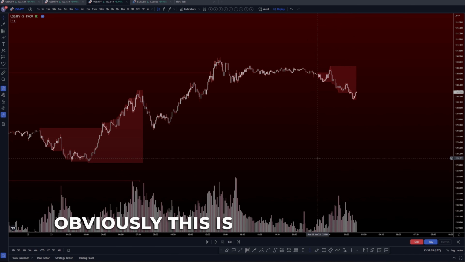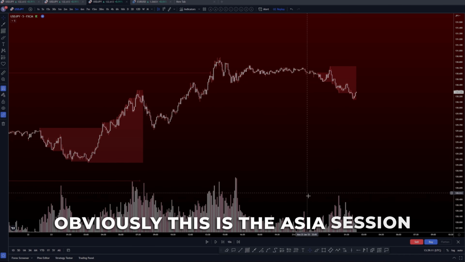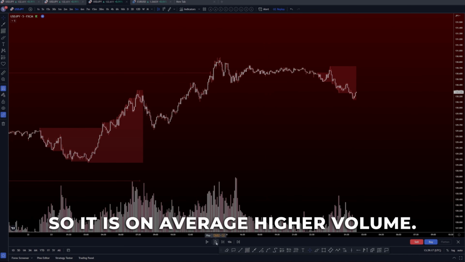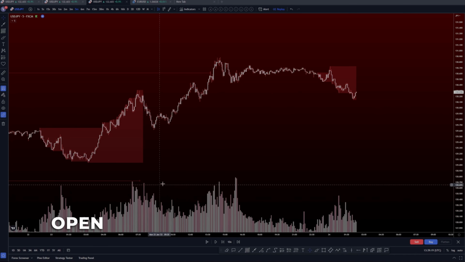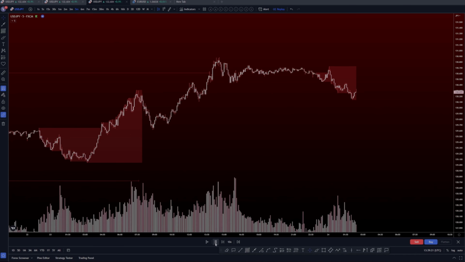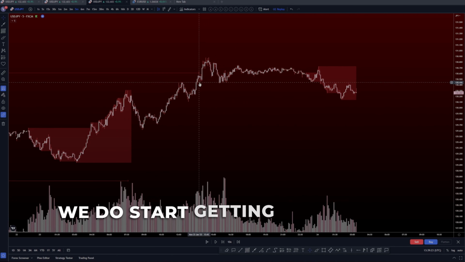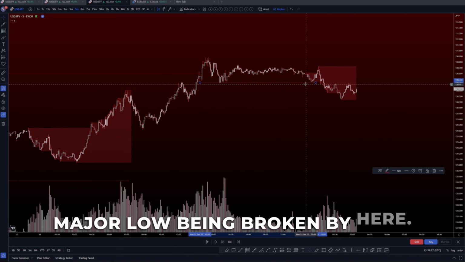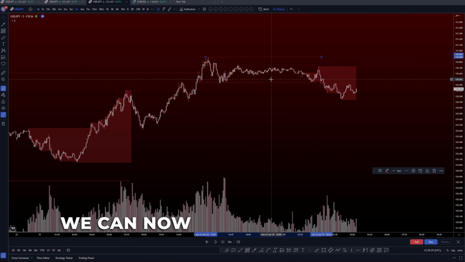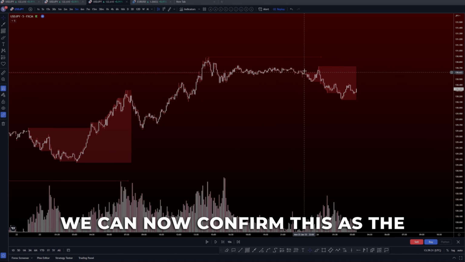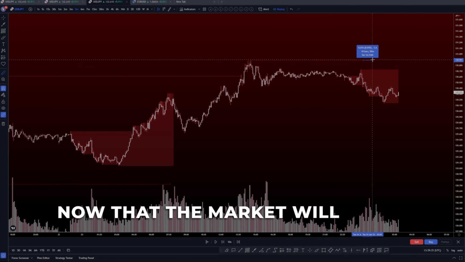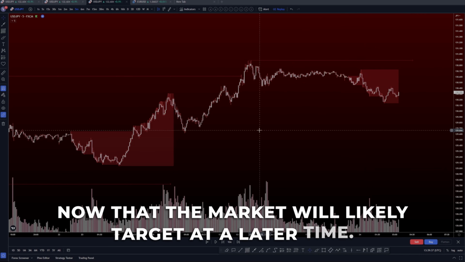Obviously this is the Asia session on the dollar yen chart, so it is on average higher volume. You'll find that the London and US open are still higher on average. We do start getting breakdown of structures, so we can see that there is a major low being broken by here. We can now confirm this as the new swing high. So this is the new swing high now that the market will likely target at a later time.